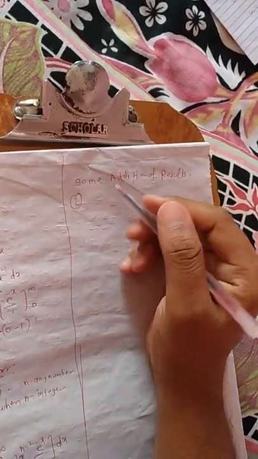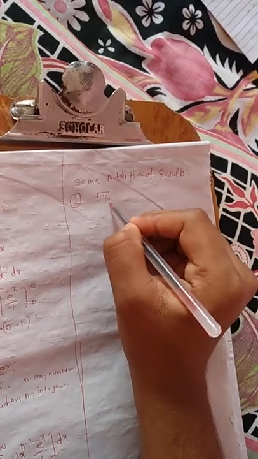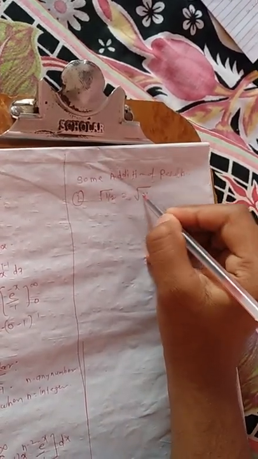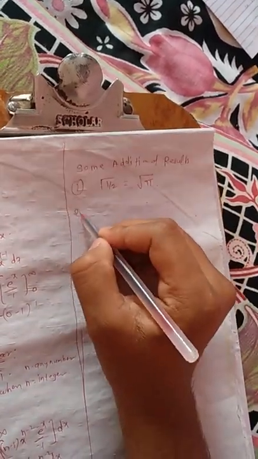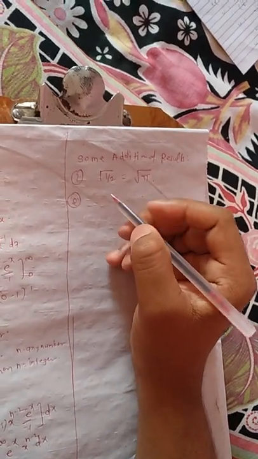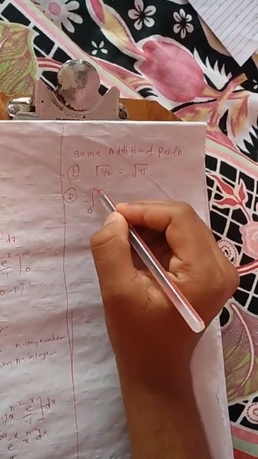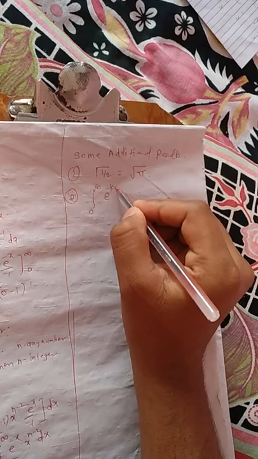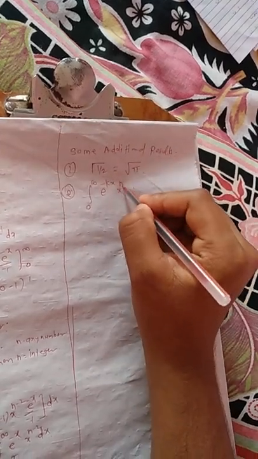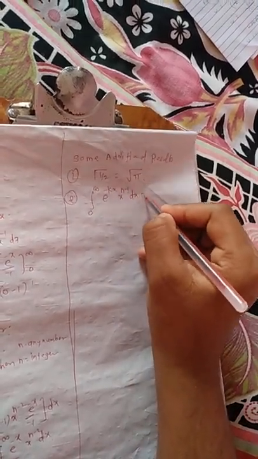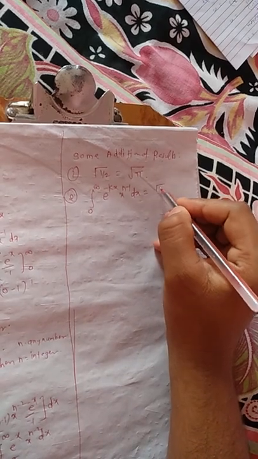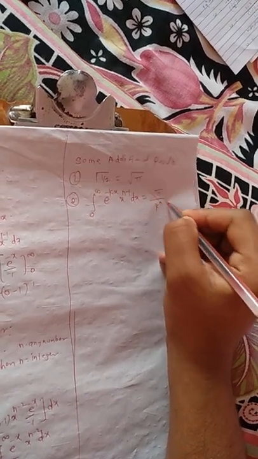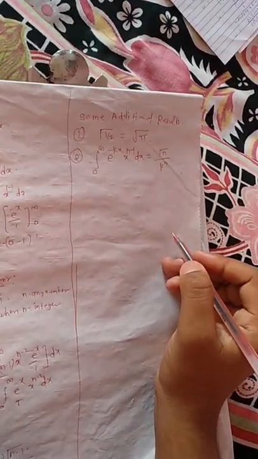First result we have gamma 1 by 2 is equal to root of pi. Second result, that is integration 0 to infinity e raised to minus kx x raised to n minus 1 dx. This is exactly equal to gamma n upon k raised to n only. Fine.